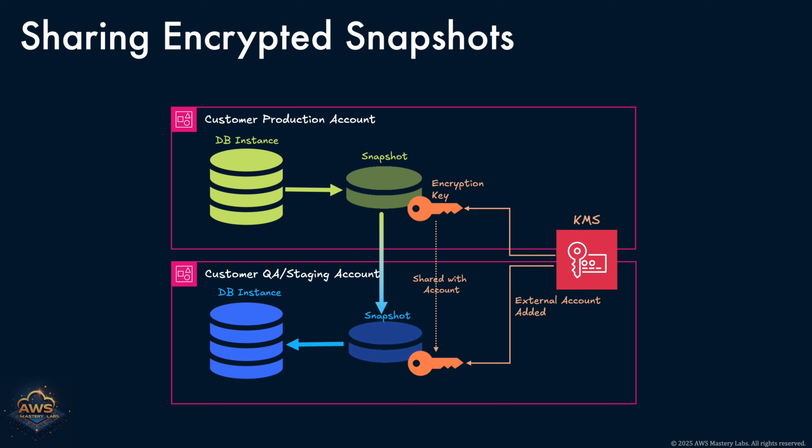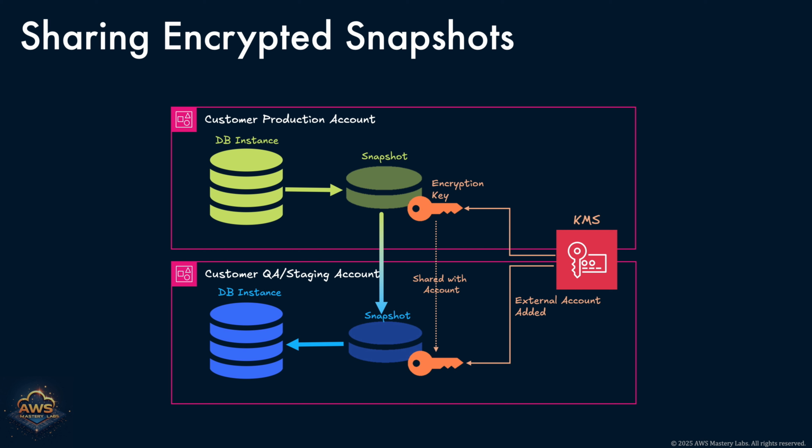Throughout this workflow, encryption is never removed or bypassed. The data remains protected from end to end, while at rest, during the transfer, and at the point of restoration. KMS key management is central to the security posture here, ensuring that only authorized accounts and users can access or restore the data. This cross-account sharing method is commonly used when teams want to test or troubleshoot production data in isolated environments, without compromising on data security.